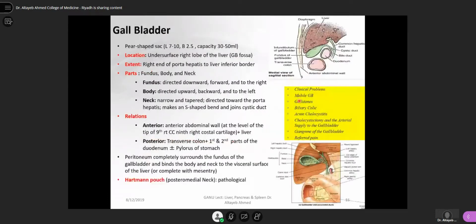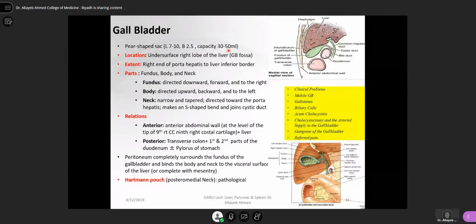The gallbladder is pear shaped. Its size is about 7 to 8, and its capacity is 30 to 50 ml. What is the clinical importance of this? In certain cases, the gallbladder may have a tumor or may have accumulation of fluid. We call it mucocele of the gallbladder, or a pus collection, which we call empyema of the gallbladder. So if you find that the content exceeds 50 ml, there is a problem in the gallbladder.